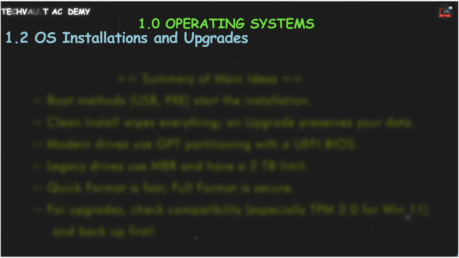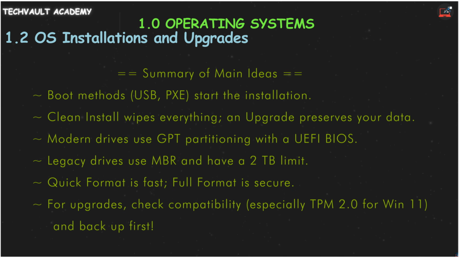To recap, boot methods like USB and PXE solve the chicken and the egg problem. A clean install wipes everything, while an upgrade keeps your files and settings. Partitioning divides a drive. The modern standard is GPT for UEFI systems, while the legacy standard is MBR. A quick format is fast, but a full format is slow but secure. Before upgrading, always back up your data and check hardware compatibility, especially TPM 2.0 and Secure Boot for Windows 11.